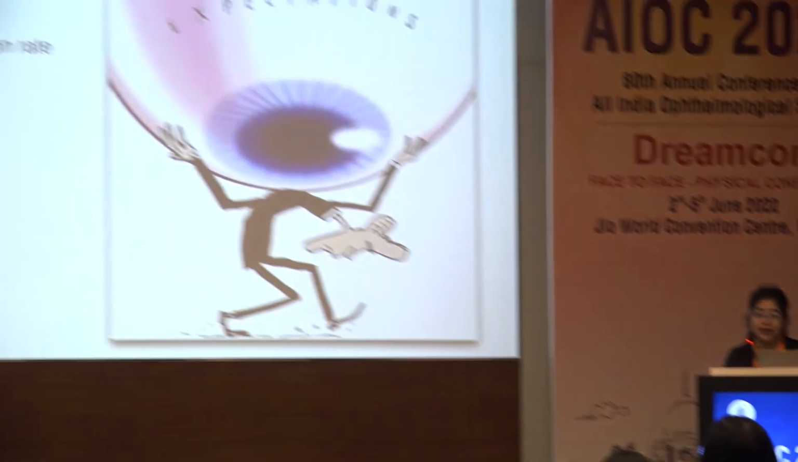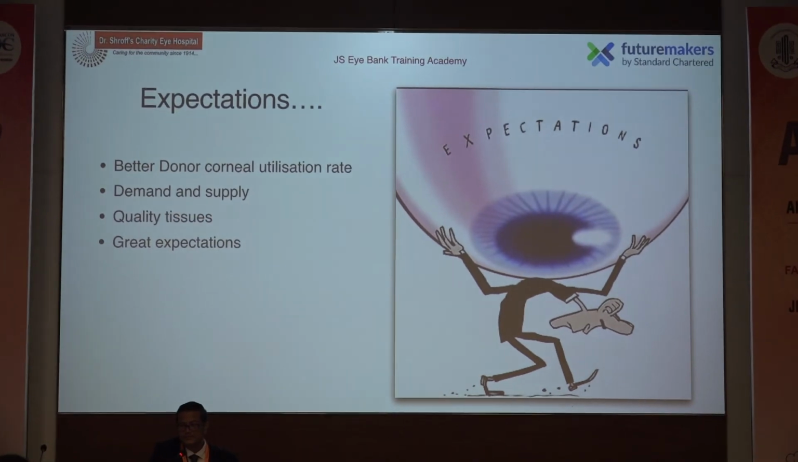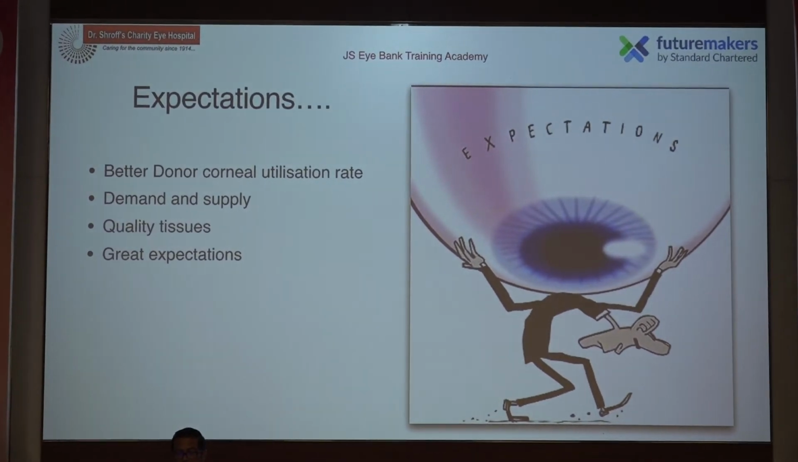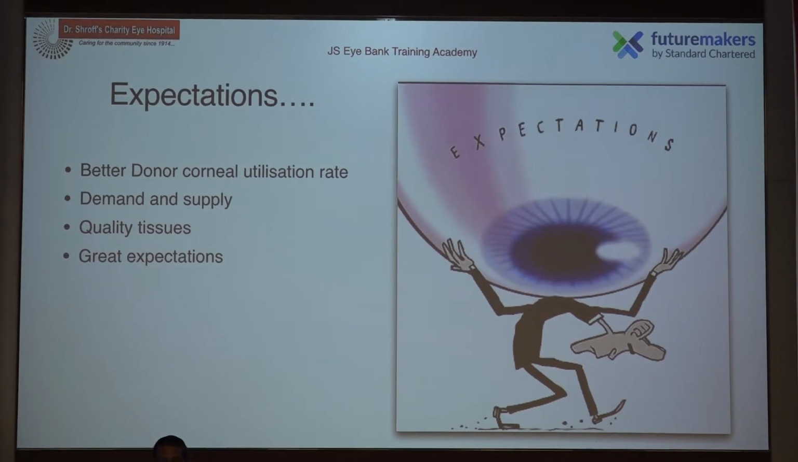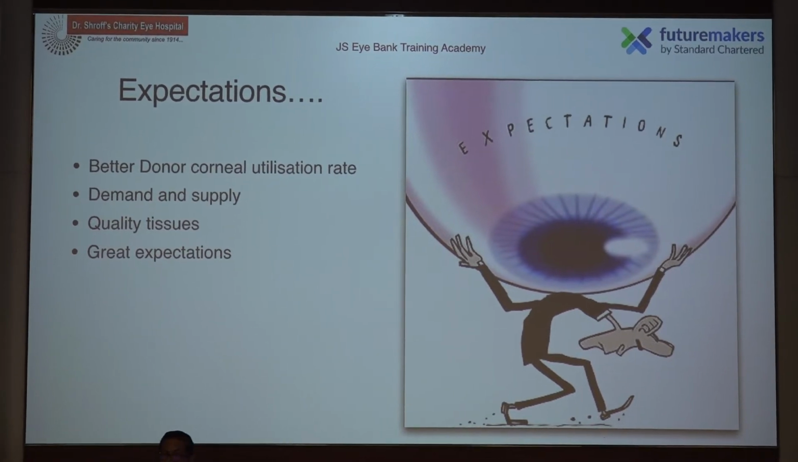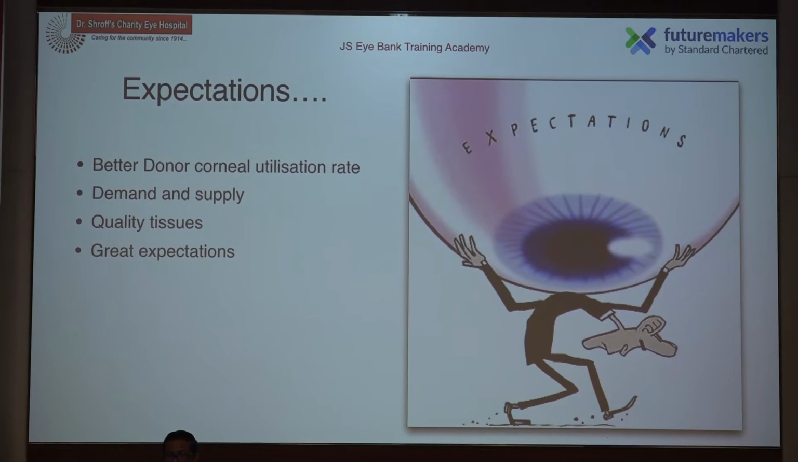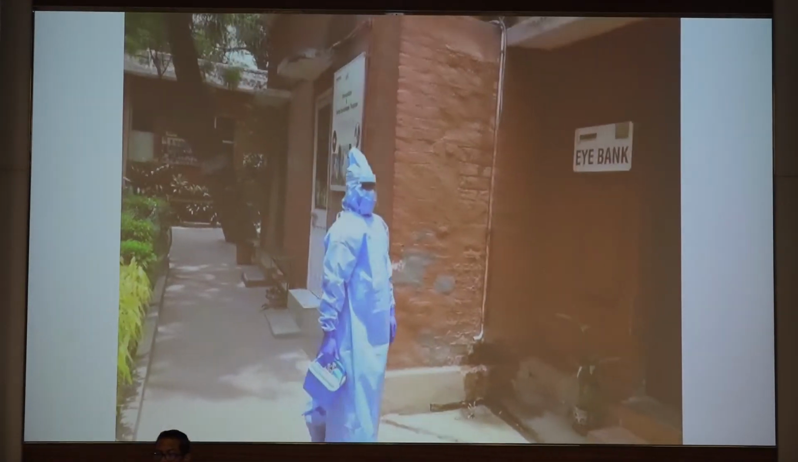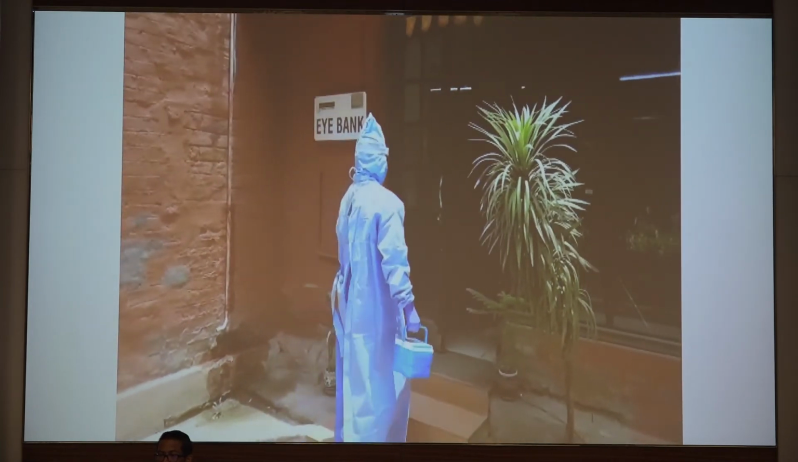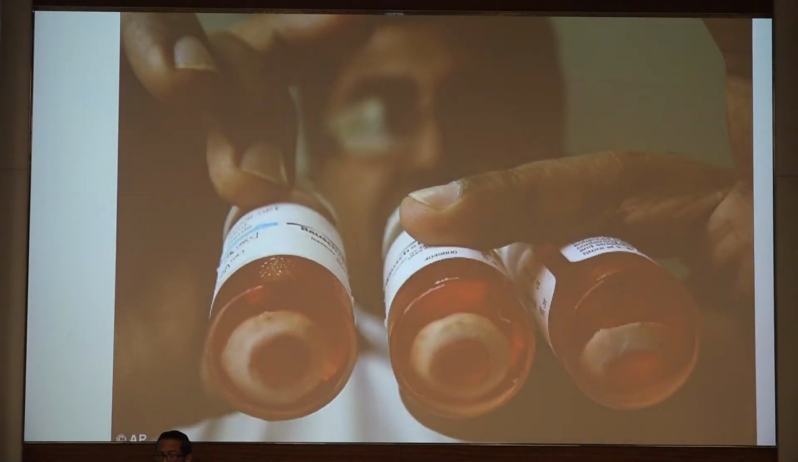So what do we expect when a tissue comes to us? We want a better donor cornea utilization rate as an eye bank, a balance in demand and supply. The quality issues should be met whenever we are doing it, but there are definitely much greater expectations from the surgeon's point of view as well. So the tissue comes to the eye bank, and when it reaches the eye bank, you have to go in for evaluation.